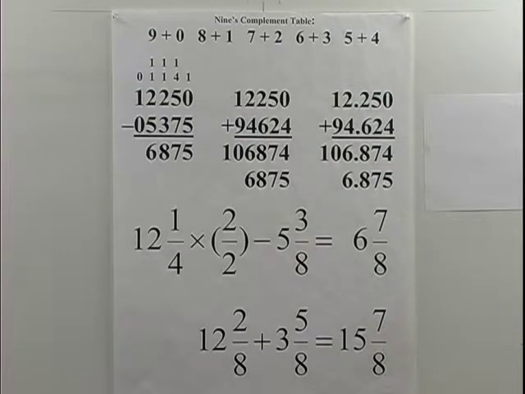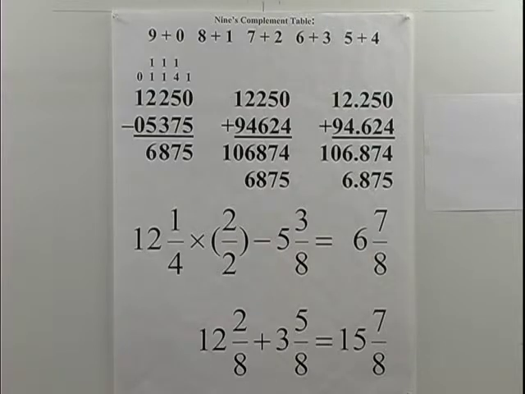Does it work for mixed numbers? This number, translated into a mixed number, 12.250, is 12 1/4. This number, when translated into a mixed number, is 5 3/8. 5.375 translates to 5 3/8. From 12 and 1/4, I want to subtract 5 and 3/8. But I'm going to use the 9's complement procedure. So I have to find the 9's complement of this subtrahend, 5 and 3/8.